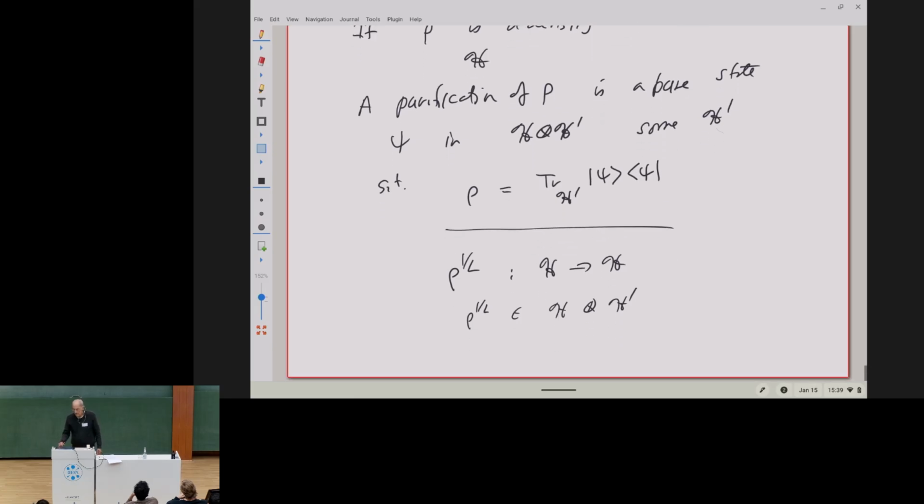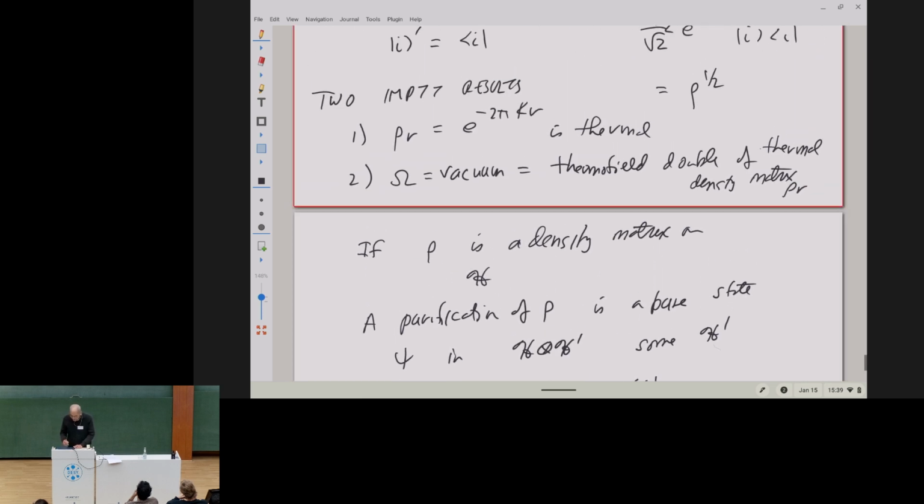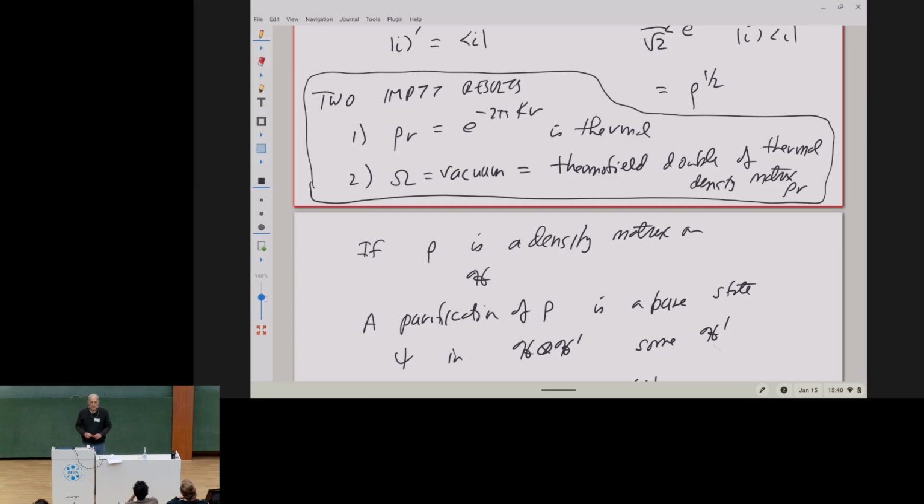And in Rindler space, it's very convenient because rho to the 1/2 has a natural interpretation. Since rho was e to the minus 2 pi k, and the vacuum state is e to the minus pi k, the canonical purification of the Rindler space density matrix is simply the vacuum in Rindler space. And there really were two important results in the lecture. One is the thermal nature of the density matrix, and the second is the fact that the vacuum is its canonical purification. I spent more time on the first result than on the second, but they're both very important.